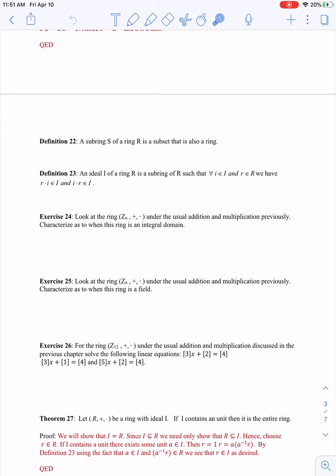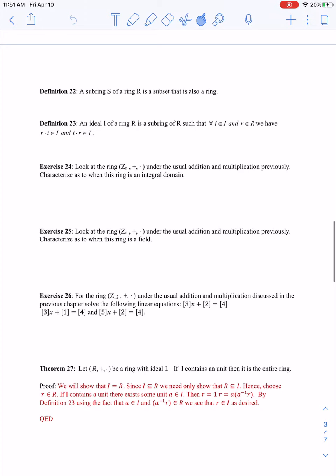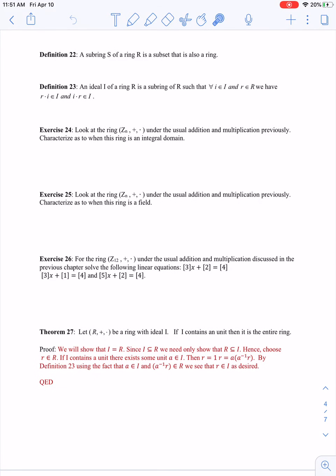All right. There are a few exercises here that at some point I'm going to assign for homework. I might talk about exercise 26. Remember, Zn under addition and multiplication is a ring. So here I'm looking at Z12. Now it's a ring, but here I'm asking you to solve these linear equations.